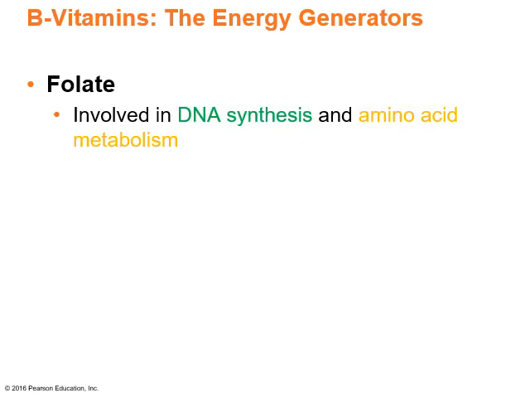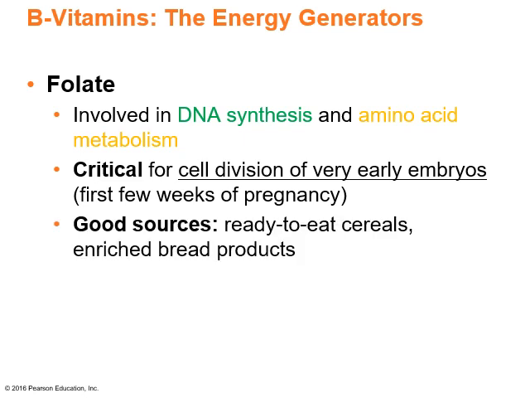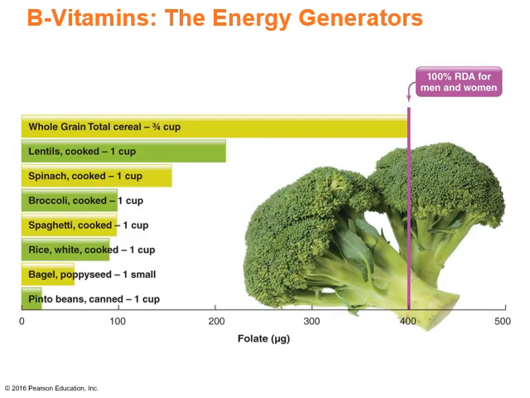Folate. This is involved in DNA synthesis and amino acid metabolism to some extent. It is critical for cell division of very early embryos. So when a woman becomes pregnant, those first few weeks of pregnancy, folate is going to be super, super important in the proper and healthy development of the embryo as it goes through the stages of fully developing. Ready-to-eat cereals are a good source, some enriched bread products. Toxicity can actually mask a vitamin B12 deficiency. And there you see some sources.